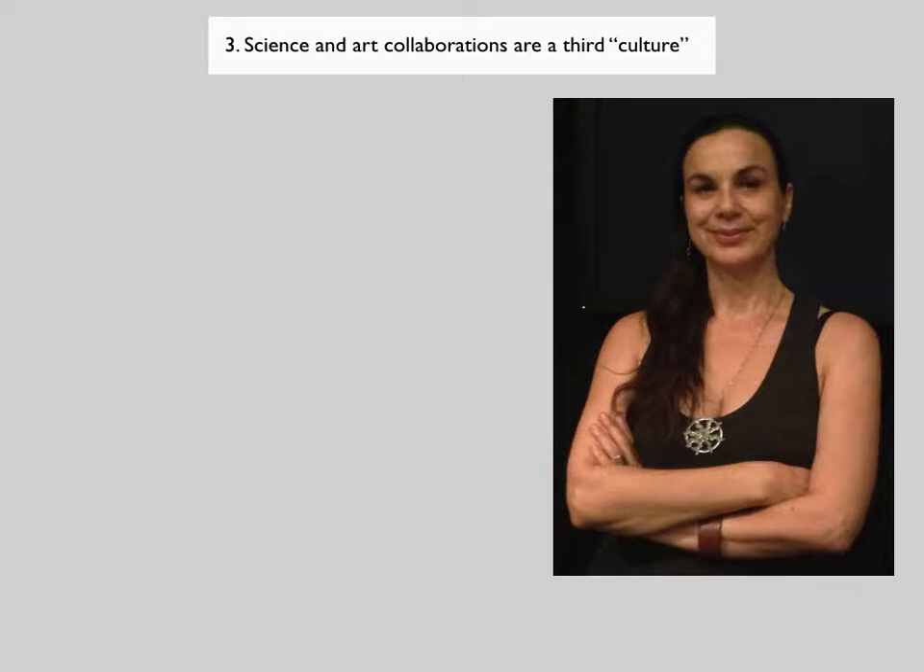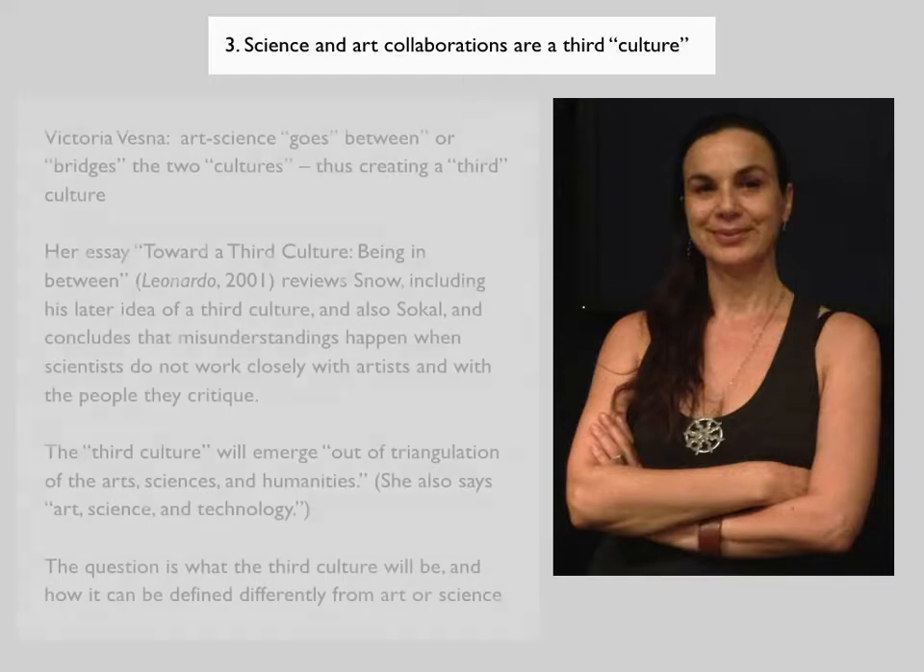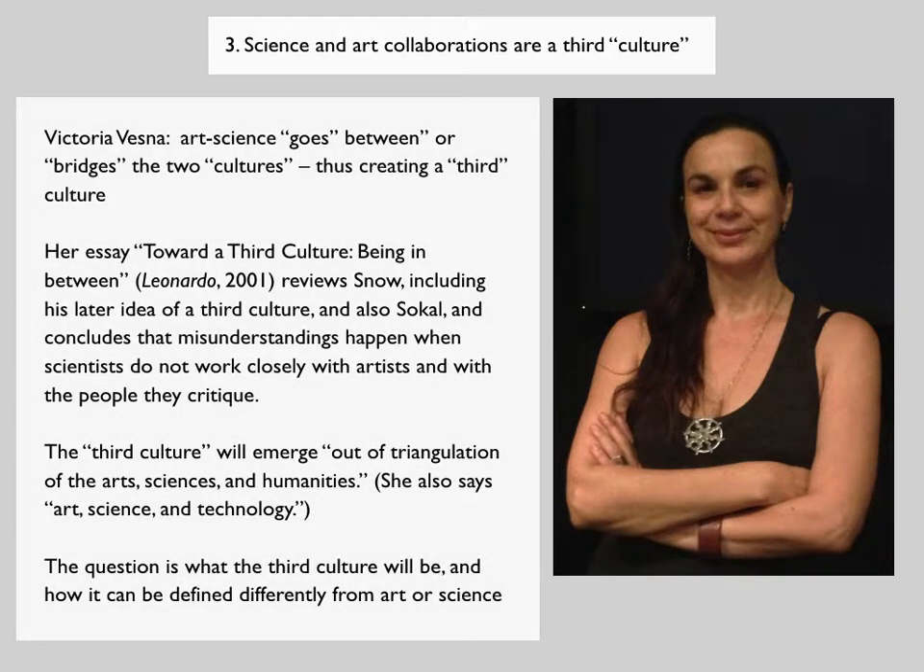The third of the 8 is the idea that art and science collaborations are a third culture to go along with the 2 cultures of art and science. That's Victoria Vesna, who's argued along these lines. So take her essay from Leonardo in 2001 as an example of this. She thinks that, I'm on the third paragraph here, the third culture will emerge out of triangulation of the arts, sciences, and humanities, and elsewhere in the essay she says art, science, and technology.